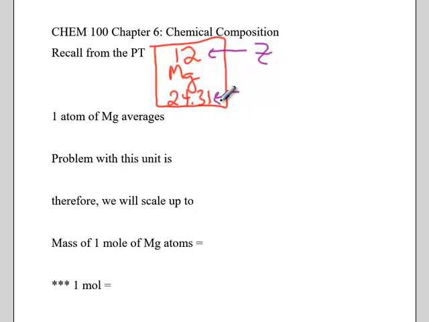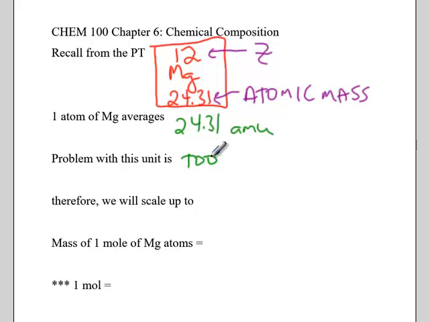The 24.31, that's the atomic mass, which tells us that out of all the isotopes, put them all together, the average of one atom of magnesium is 24.31 atomic mass units. Now the problem with dealing with atomic mass units is that unit is too small to be useful in the lab.